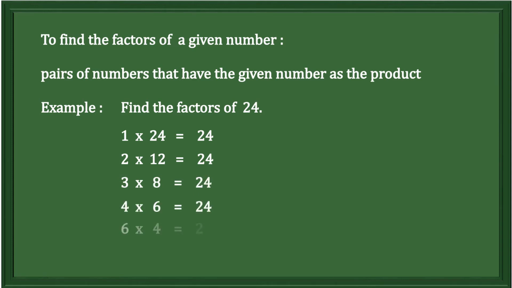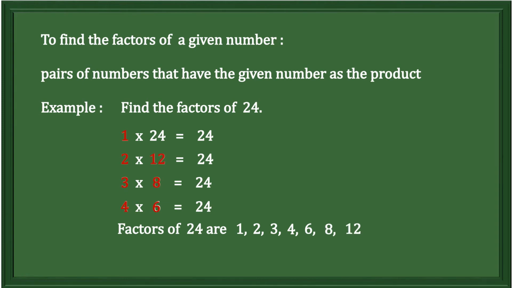Then 6 into 4 is equal to 24. But 6 into 4 is equal to 24 is the same as 4 into 6 is equal to 24. So we will stop at 4 into 6 is equal to 24. The factors of 24 are 1, 2, 3, 4, 6, 8, 12 and 24.